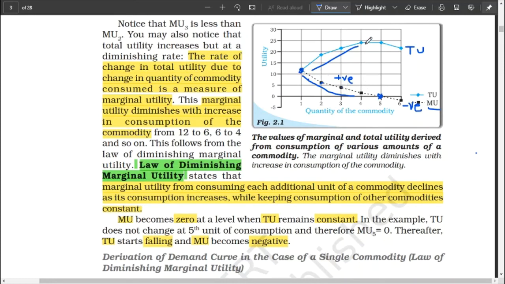That's the first relationship. The second relationship is that when TU is constant, it does not rise, it does not fall, MU is 0. The value of MU in this fifth unit is 0. And the third relationship is when TU starts to fall, you'll find the value of MU from the fifth to the sixth is negative. These are the three relationships between TU and MU.